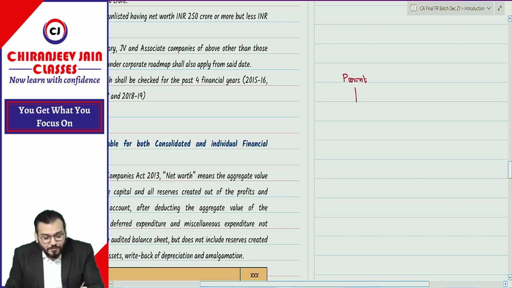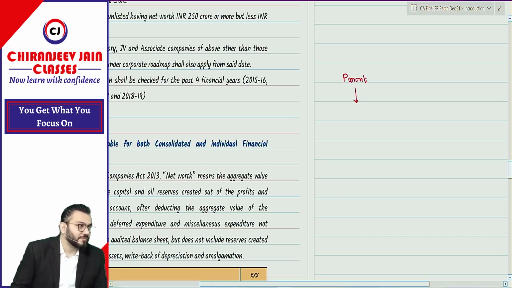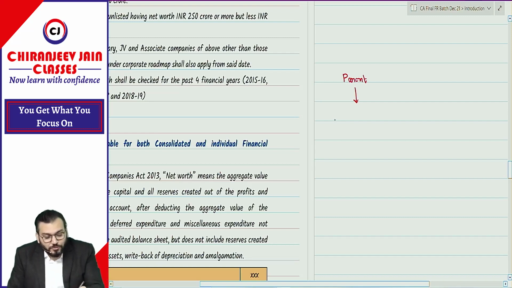Now, for a parent company we prepare two financial statements. One is known as the separate financial statement. The other is known as the consolidated financial statement.